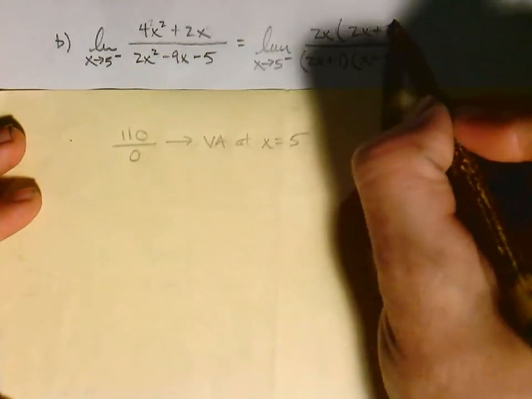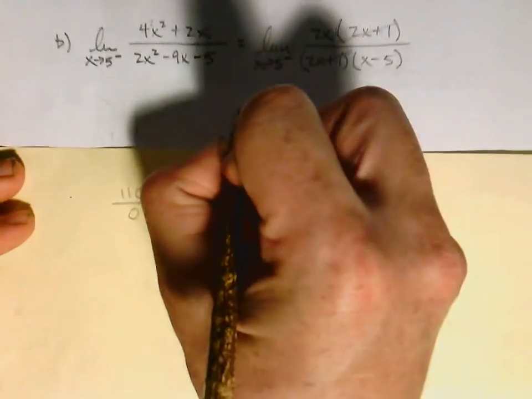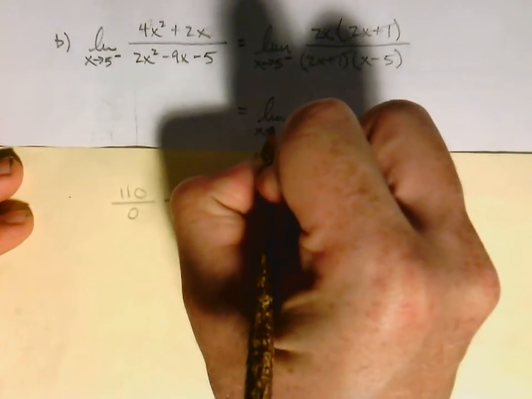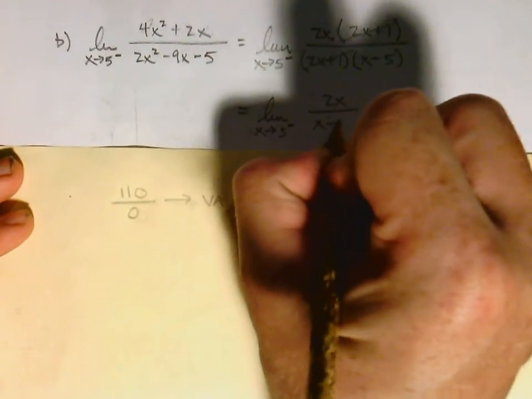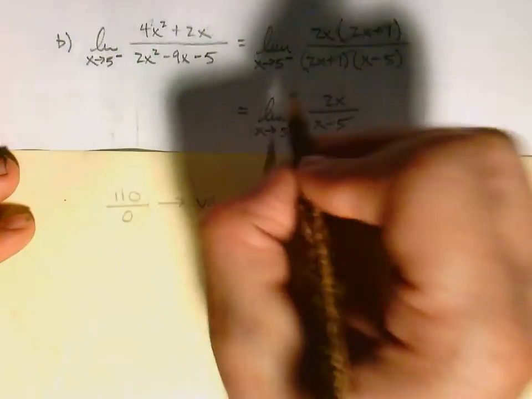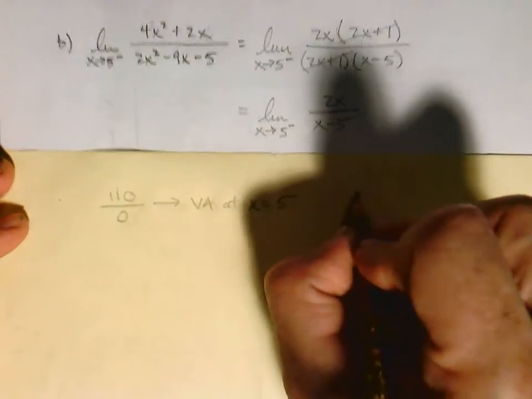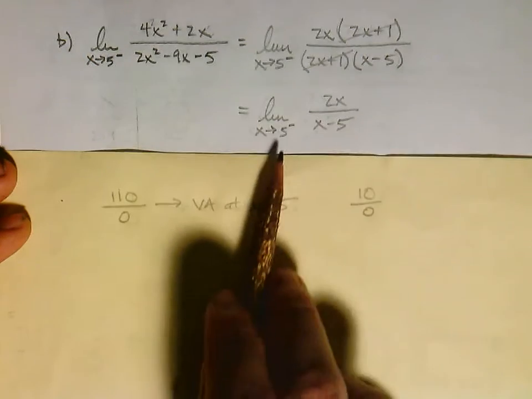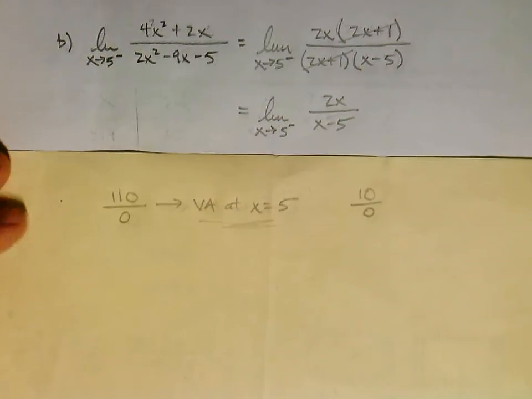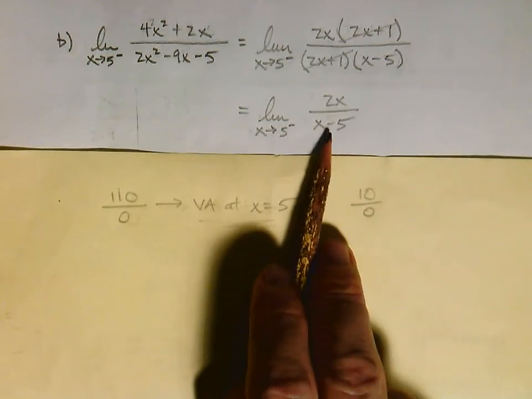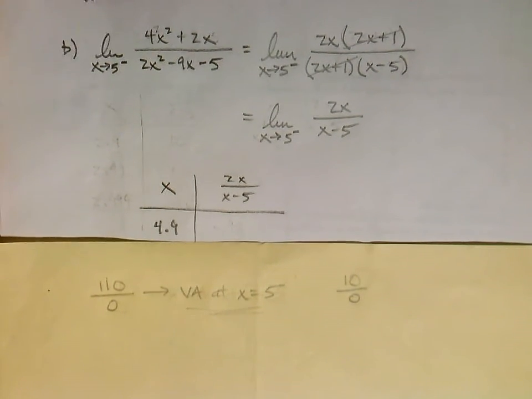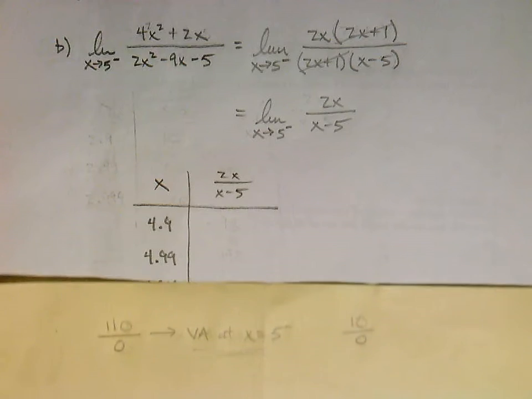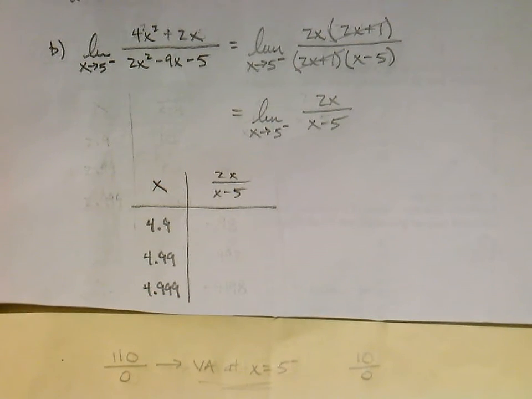And so then we could cancel those 2x plus 1s and get the limit as x approaches 5 from the left, 2x over x minus 5. And now we can really see, yep, if we tried to plug in 5 here, we'd get 10 over 0. And so we'd end up at the same conclusion, that there's a vertical asymptote. But now it's much nicer to work with this version when we make our table. We could make our table with the original, but that's just a lot of unnecessary work if we notice that it factors.